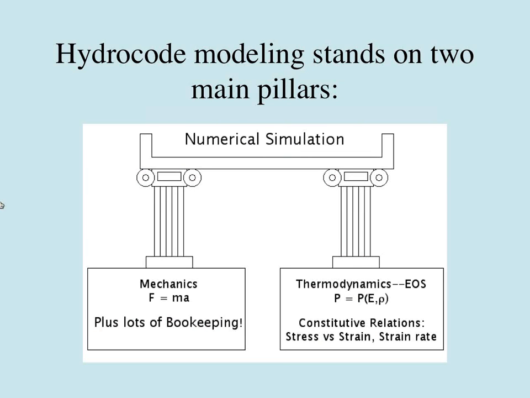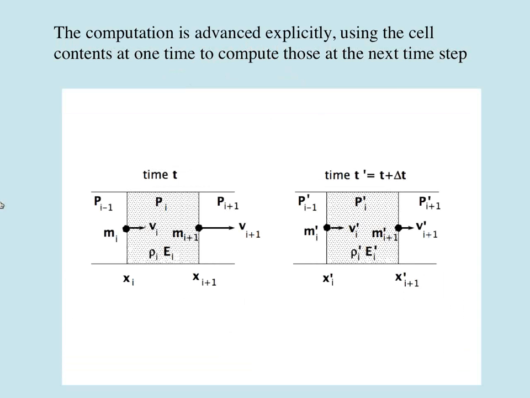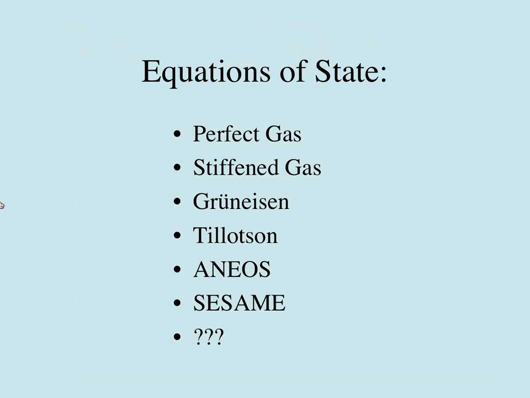Hydrocode modeling stands on two basic pillars. One is mechanics, F equals ma, which is really all these codes are. They're typically explicit. And thermodynamics, you need an equation of state, and that's a little bit more serious. Physics, you need to know the relation between the pressure, internal energy, and density to make these codes work. Let me not belabor this. You probably all understand how you go forward from one cell to another.